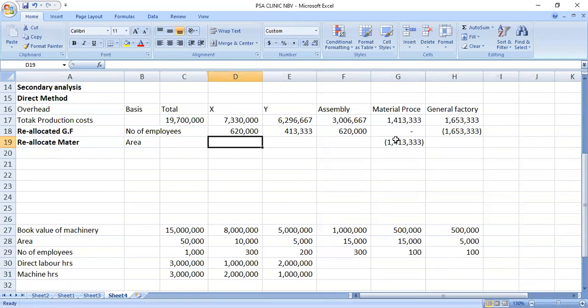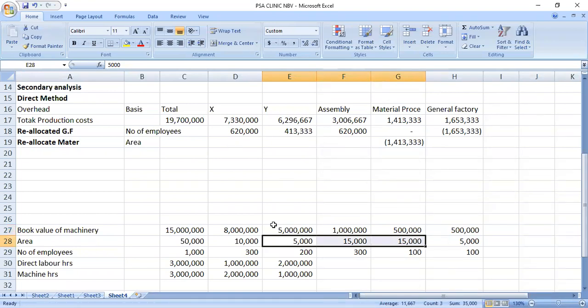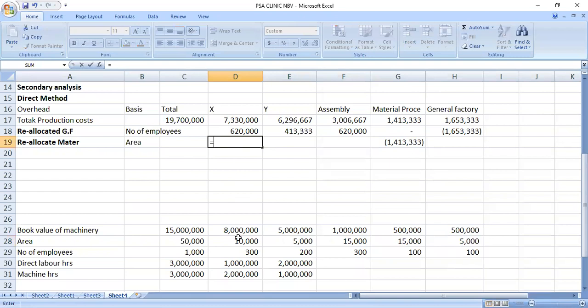Then for X, you're still saying the direct method looks at only those who are going to share, and those are product centers. So you're saying it is area, so you come to area and say, is this and this? The total here is 35. Sorry, it's not 35, it's only this. It is 30. Hence, this will be 10 divided by 30,000 and what we're sharing.